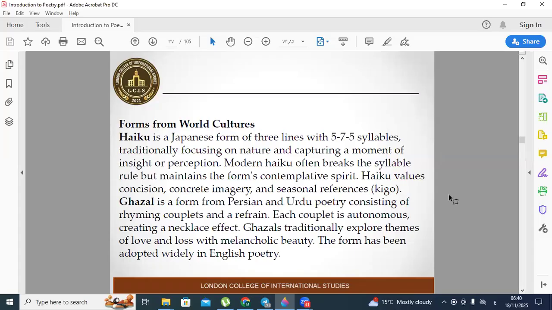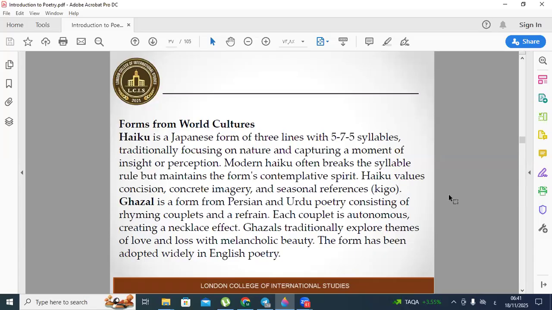The ghazal is a form from Persian and Urdu poetry consisting of rhyming couplets and a refrain. Each couplet is autonomous. It can stand alone, creating an effect where each couplet is a jewel on a string. Ghazals traditionally explore themes of love and loss with melancholic beauty.